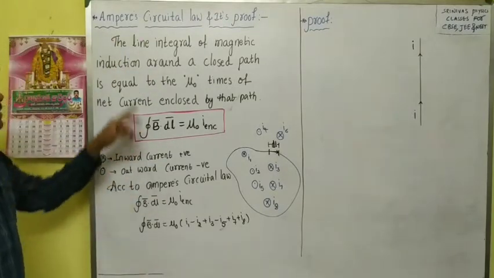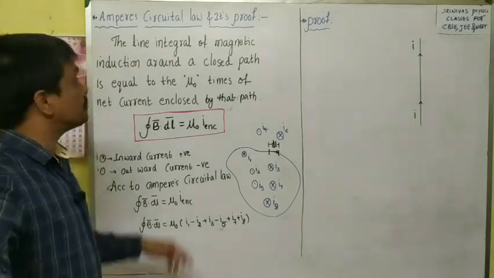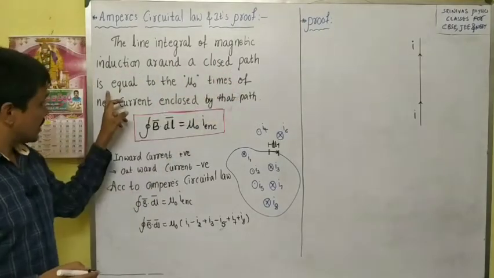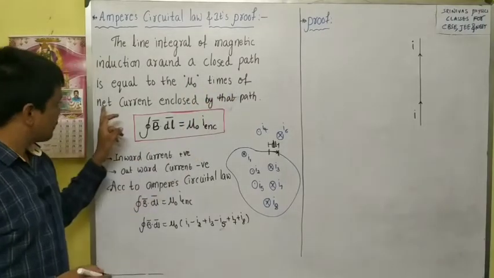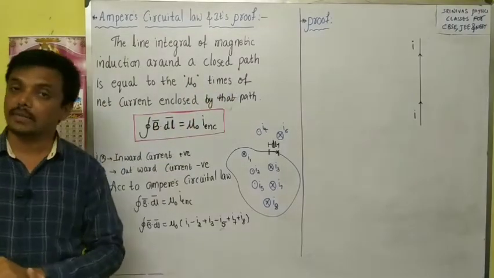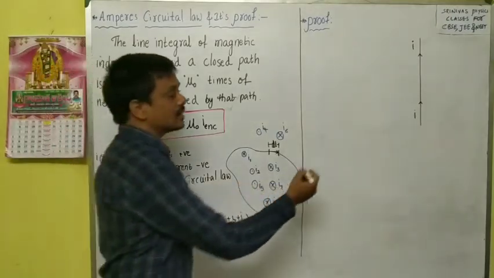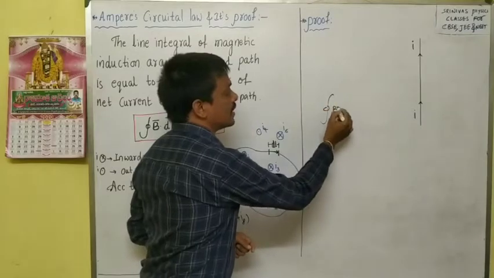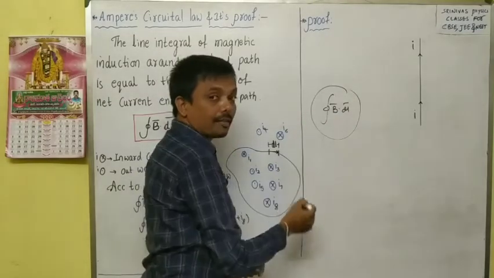The statement of Ampere's circuital law is that the line integral of magnetic induction around a closed path is equal to mu naught times the net current enclosed by that path. This is the line integral of magnetic induction. It means the integration of B bar dot dl bar. This is said to be the line integral of magnetic induction.